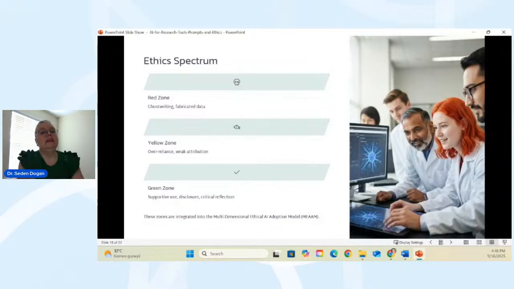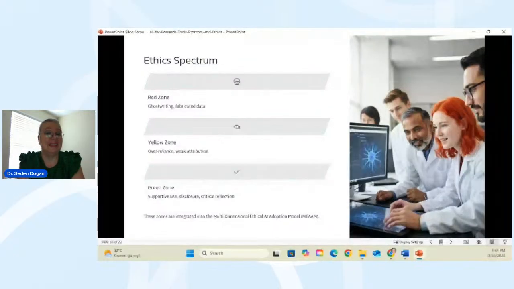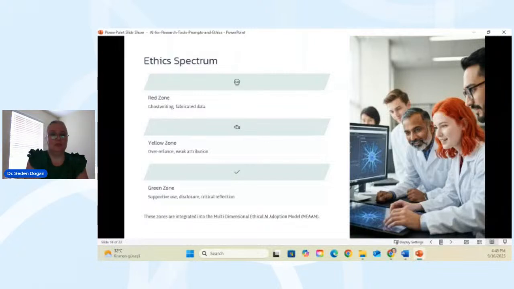And here, I think we need to take a pause and talk about ethics. Because one way to think about AI ethics in research is with a traffic light model, right? Traffic lights: red, yellow, and green. So red zone means stop. These are clearly unethical issues.